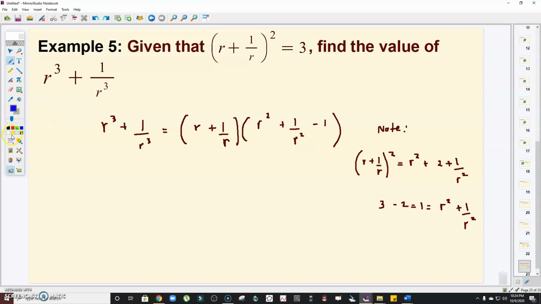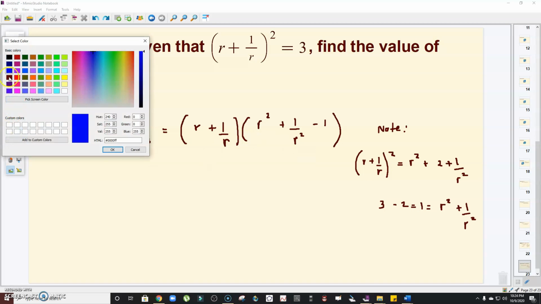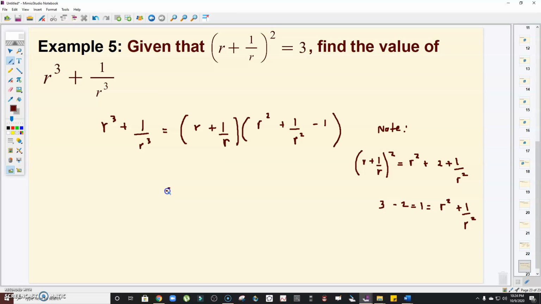Okay, so therefore, it's just 1 minus 1, right? Whatever this is, so this is actually plus minus square root of 3, right? Okay, whatever this is, so 1 minus 1, so therefore, the value of this r cubed plus 1 over r cubed is 0. See that? Okay, so pretty simple, right?